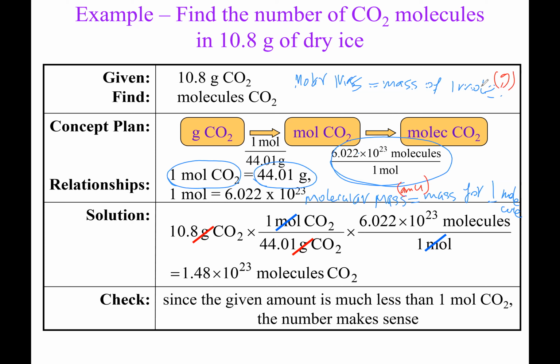atom. But if you're talking about the mole of something, you are talking about Avogadro's number of particles of that something. Like if you have 1 mole of CO2, that means Avogadro's number of molecules of CO2 exist in 1 mole of CO2. So mass for 1 mole, when you learn about mass for 1 mole, how can you use that mass for 1 mole?